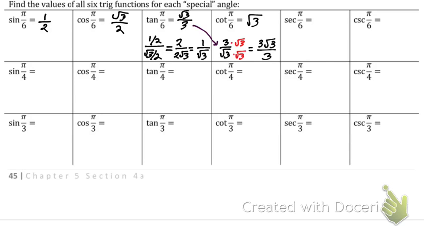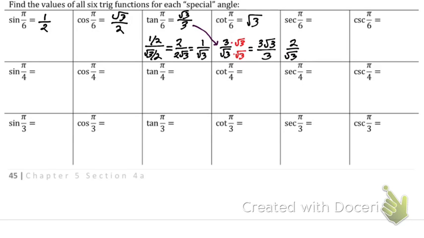Secant goes with cosine. Find your cosine value and flip it. All right, once again, secant goes with cosine. You find your cosine value and you flip it. Our cosine value right now is square root of 3 over 2. So when I take the reciprocal of it, we are going to have 2 over square root of 3.